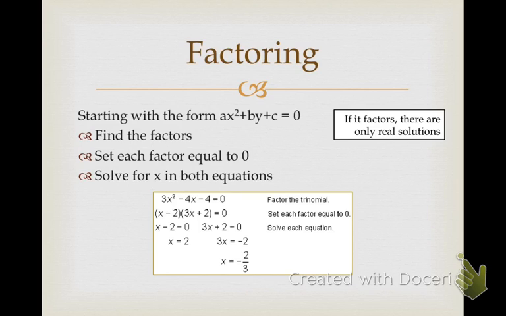One that you're probably most familiar with is factoring, where you take ax squared plus bx plus c and you break it down into those factors written in the parentheses. Then you set each factor equal to 0 and solve for x on both sides. If it factors, then you're only going to get real solutions, either 2 or 1 double root.